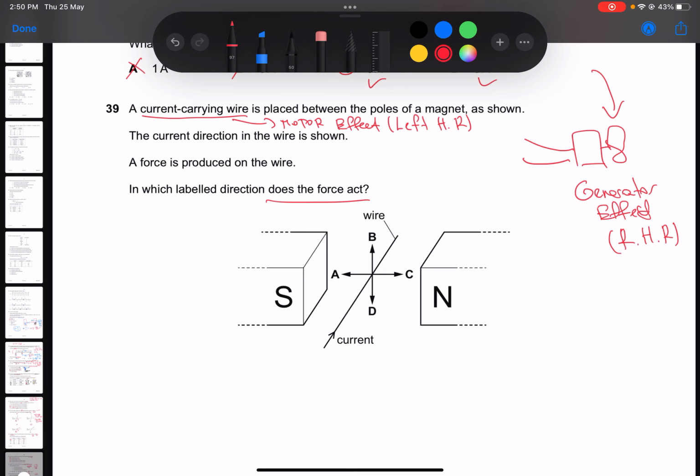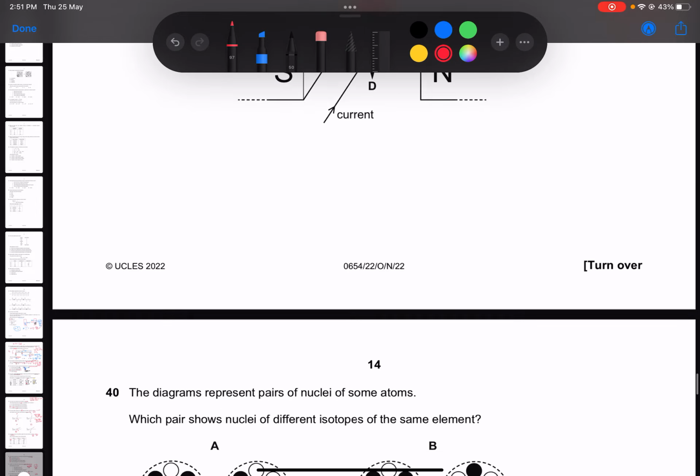Guys, it's given but not directly. They haven't mentioned it, but in the picture they have given us: from north to south. So magnetic field will always point from north to south all the time. So please make your second finger go inside the monitor, into the page. Your first finger will point directly from north to south, from your right to your left. Then you will see your thumb is showing upward. So it's B, definitely.